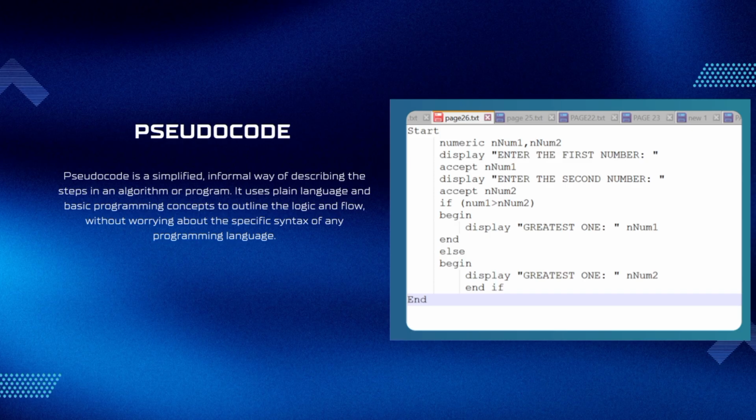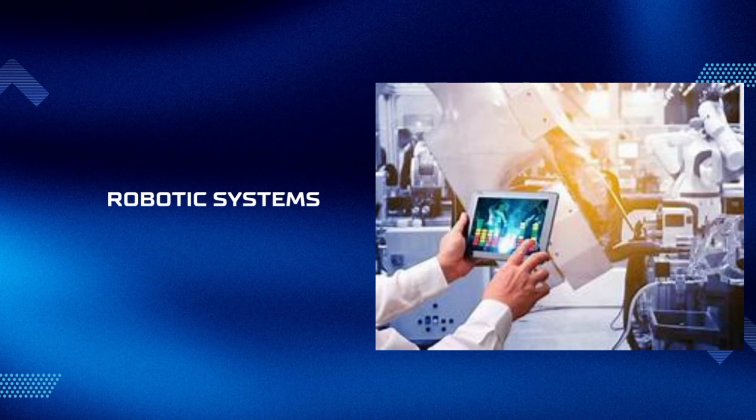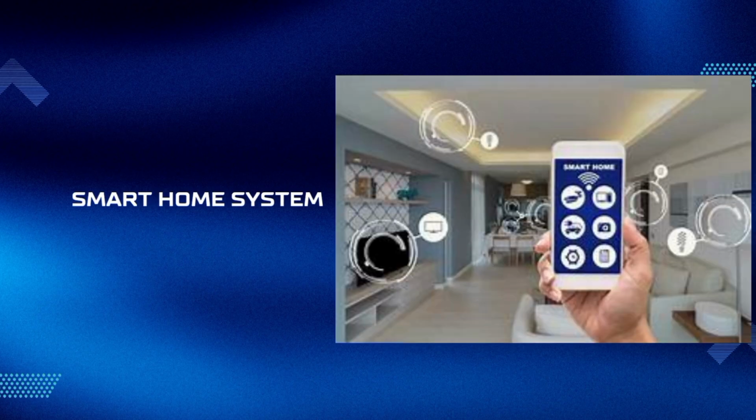Now, this is the process of designing, building something in a logical way. Examples: robotic system, smart home system, cloud computing services, e-commerce websites. This picture shows the examples as the screen shows.